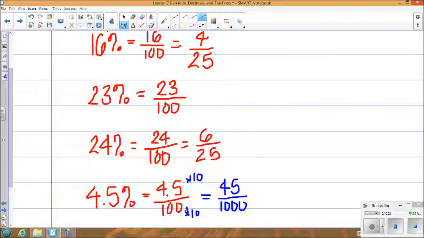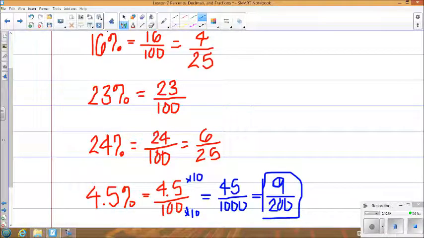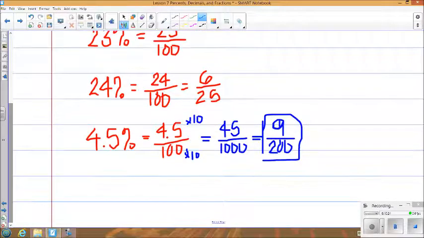So 4.5 over 100 is really the same thing as 45 over 1,000. And then when you want to reduce it, you could divide everything by 5. So you're going to get 9 on the top, and on the bottom you'll get 200. So that would be reduced. Let's look at one that looks a little bit different.